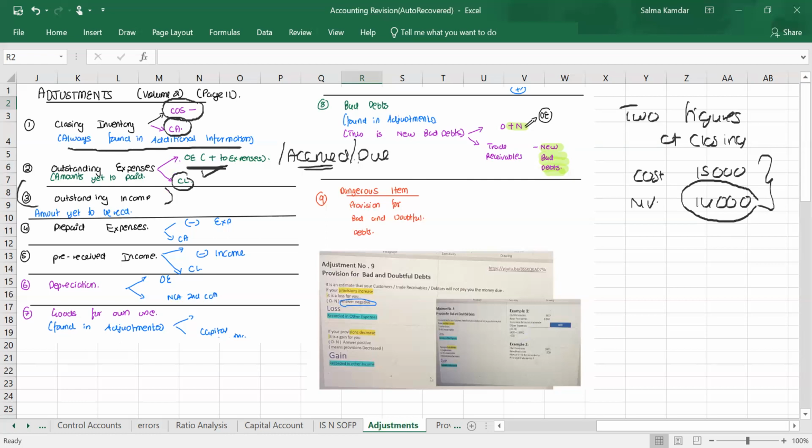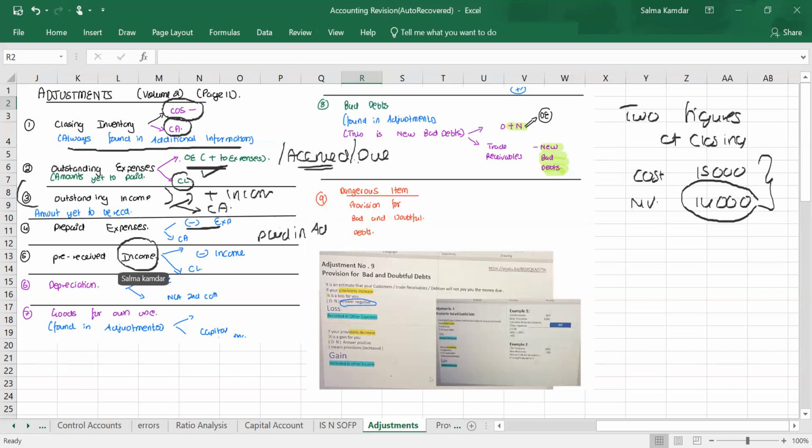Current asset and other income: add it to other income, and it will be recorded in current assets. Prepaid expenses means expenses paid in advance. What will you do? You will minus it from other expenses and record it in the current assets.